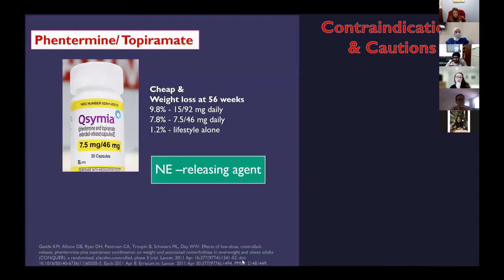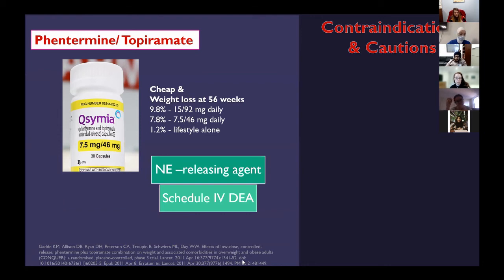Yeah, so we don't use this as much as maybe we should, maybe we shouldn't, but Qsymia, which is phentermine and Topamax together, is very effective for weight loss. Besides the GLP-1s, it's the most effective. We don't use it partly because of stigma and partly because it actually has some medical contraindications. Just like the bupropion, it's a norepinephrine releasing agent. It is cheap, it is effective, but there's a lot of issues.